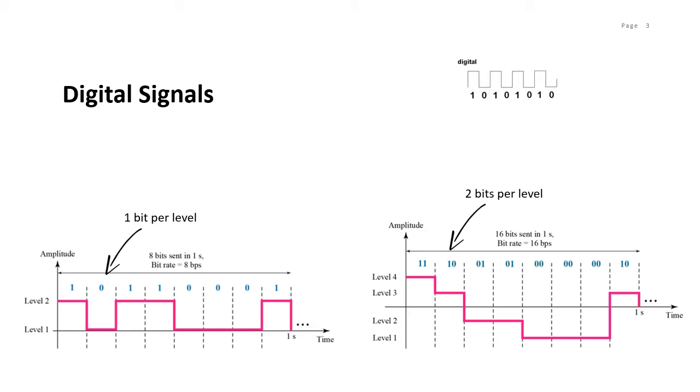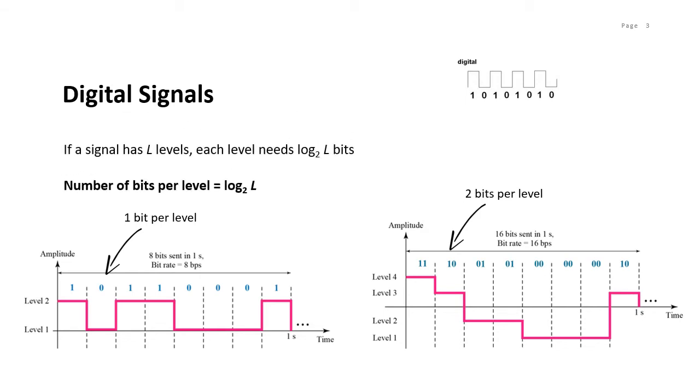In general, if a signal has L levels, each level needs log2 L bits. For this reason, we can send log2 4, which equals 2 bits, as the digital signal has 4 levels. Okay. Can you try this? If a digital signal has 8 levels, how many bits are needed per level? Any guess? Okay, so we can calculate the number of bits from this formula, and you shall get each signal level represented by 3 bits.